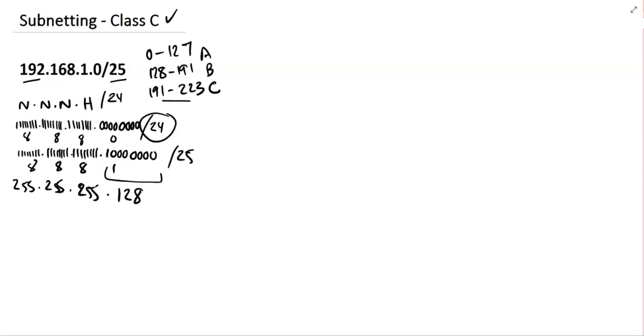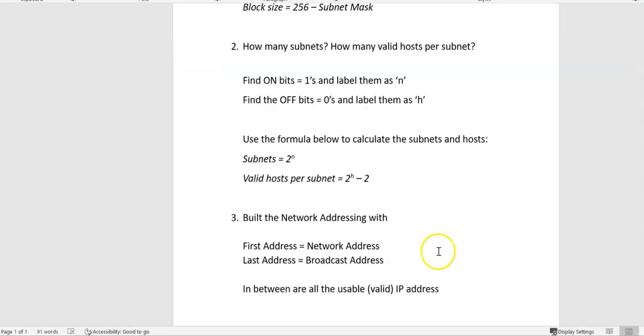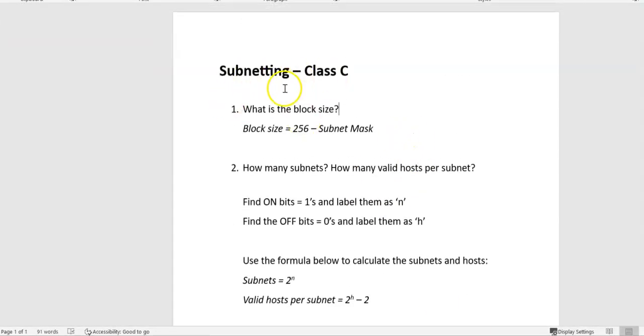Please go back to other videos where I discussed the binary to decimal conversion. It will show you how to do that. 128, this is our mask. So this mask, we're going to use it in the first question. And to answer the first question, it says, answer these questions if you want to do subnetting.